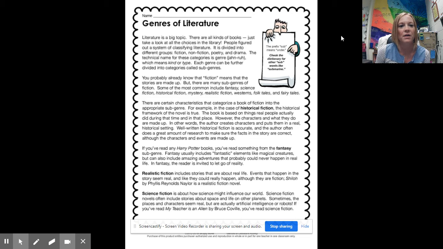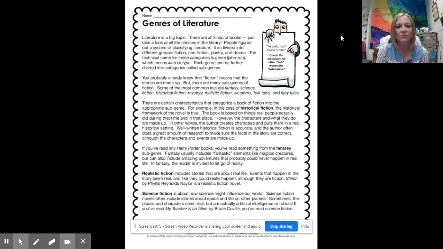Today we're going to be talking about the genres of literature, mostly focusing on fiction. So today, after we've done our Wordy Wednesday for the vocab word fiction for this week, we're going to go through and complete this fiction genre sort.